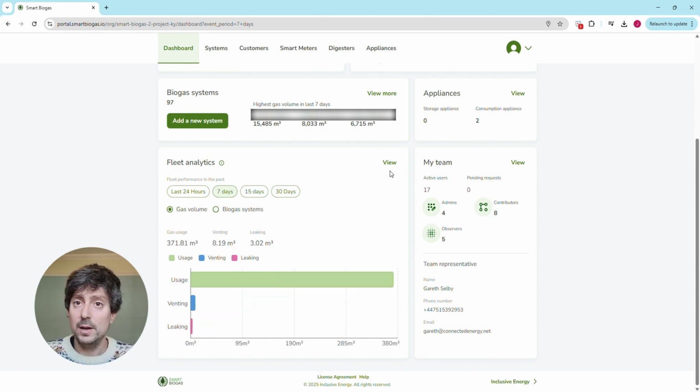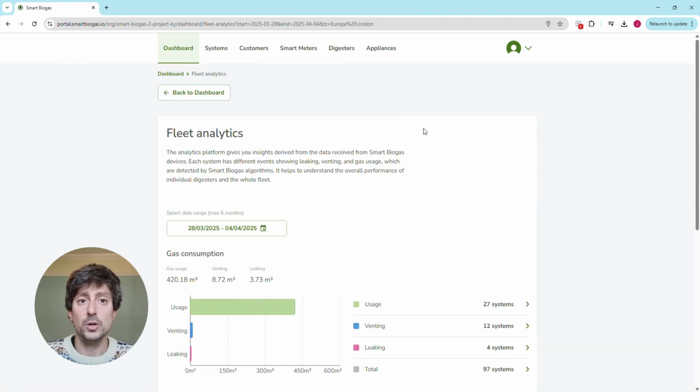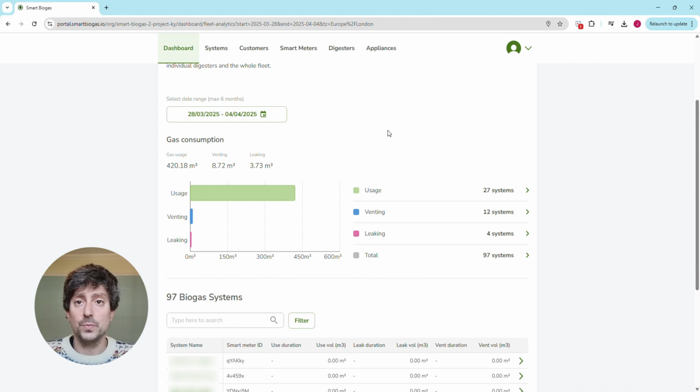I can tell you a little bit more about how we calculate these things. If we go into here, usage is defined essentially by any gas flow that we pick up that is more than the equivalent flow of a one burner stove. So if you're using the gas of one burner stove or above, then we categorize it as a usage event to say that this digester or this system is in use.